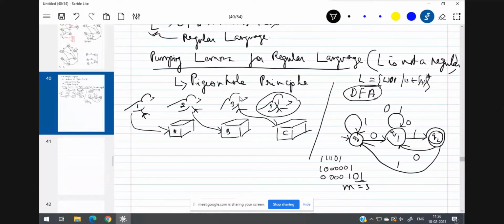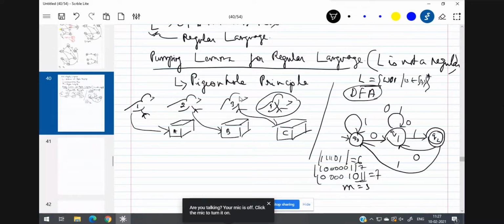But the string length, right? The first one which I have tried to take, how many is it? 1, 2, 3, 4, 5, 6. 6 in number. What about this one? 1, 2, 3, 4, 5, 6, 7. 7. What about this one? 1, 2, 3, 4, 5, 6, 7. The value of the string length, right? It's 6, 7, 7. But the number of states in the DFA is fixed. M is equal to 3.